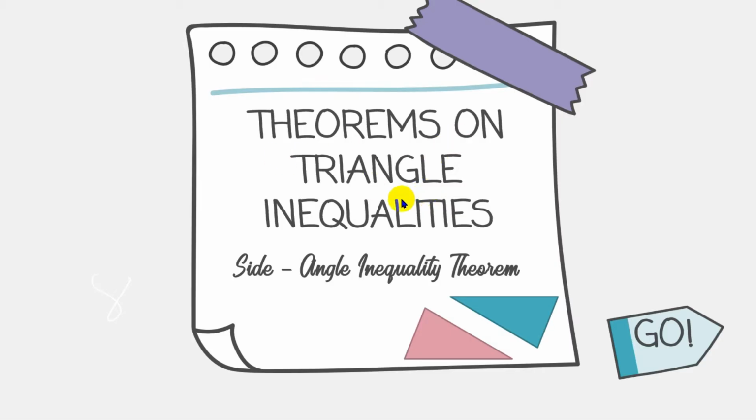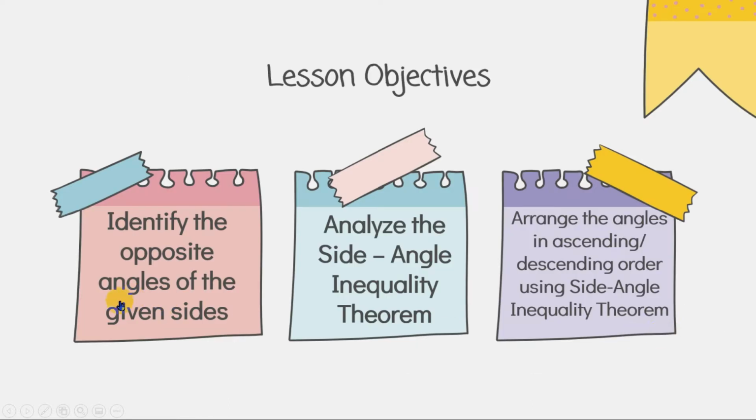Today we're going to talk about theorems on triangle inequalities, and we're going to start with the side angle inequality theorem. In this lesson, we have these objectives. First is identify the opposite angles of the given sides. Second is analyze the side angle inequality theorem. And the third one is arrange the angles in ascending or descending order using the side angle inequality theorem.